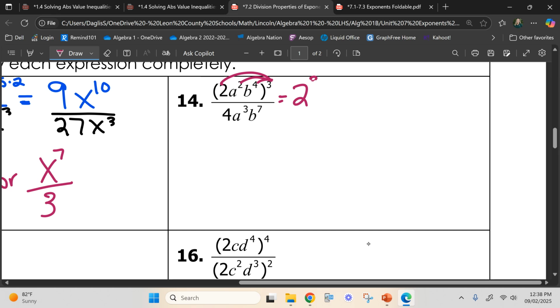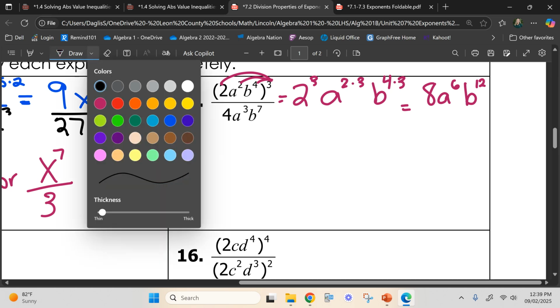So that's 2 raised to the power of 3. A squared already had an exponent, so what do I do with it? Multiply. B to the 4th already had an exponent, so multiply. Does that help? Well, you multiply like 2 times 2 times 2, right? Correct. 2 cubed is 2 times 2 times 2. What's 2 times 2? 4. What's 4 times 2? 8. There you go. A to the power of 6, B to the power of 12.